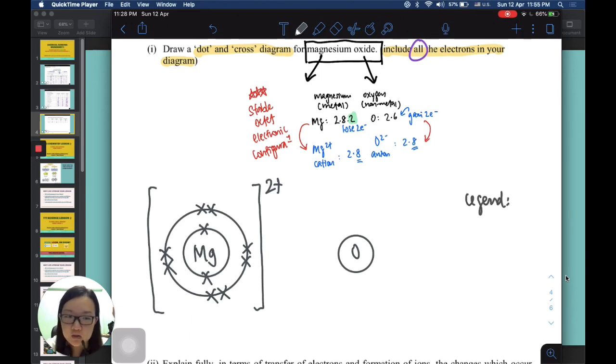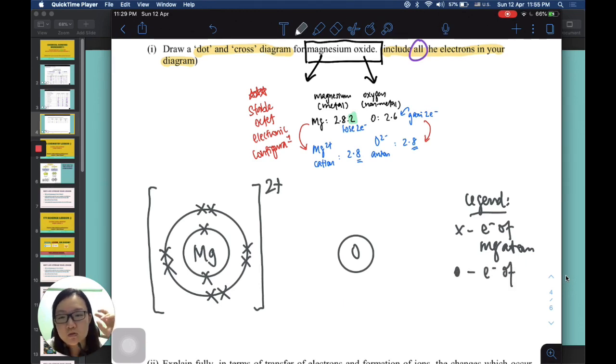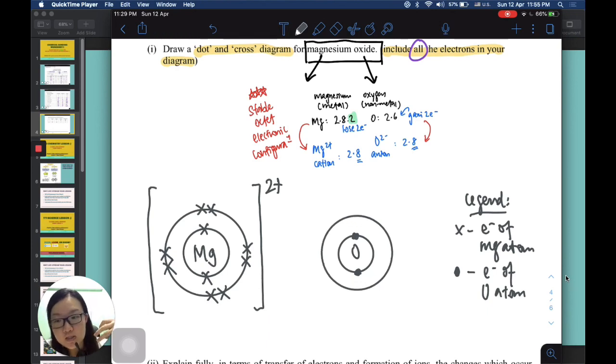Okay, at this point, it will be helpful if you do the legend. Again, because you're drawing a dot and cross diagram, for magnesium I have chosen the cross symbol. The cross would represent the electron from the magnesium atom. So naturally, for oxygen, I have to choose dot. I draw 2 dots for the first shell, and then I draw my second shell.